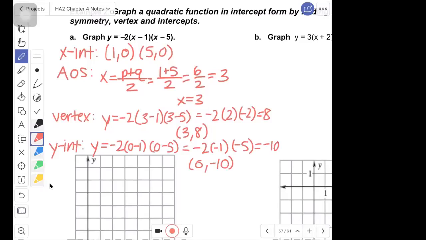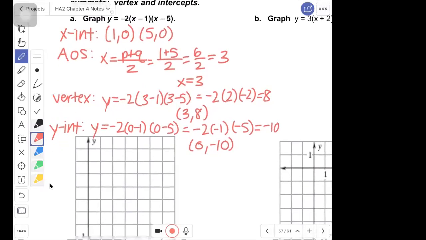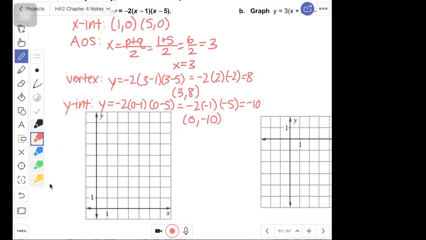So these are nice. Different forms make certain calculations easier. Before in the other forms, like standard form, that x-intercept was always the annoying one to find because we'd have that big formula. Here, we just get them right off the bat. All right, so now let's plot our information.